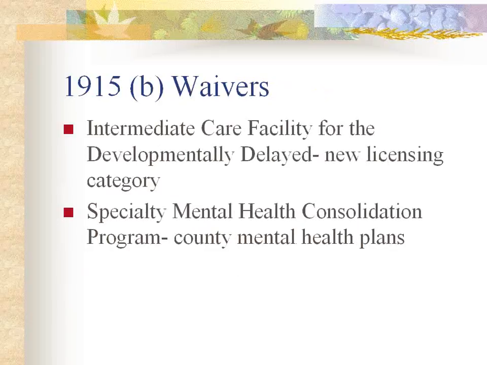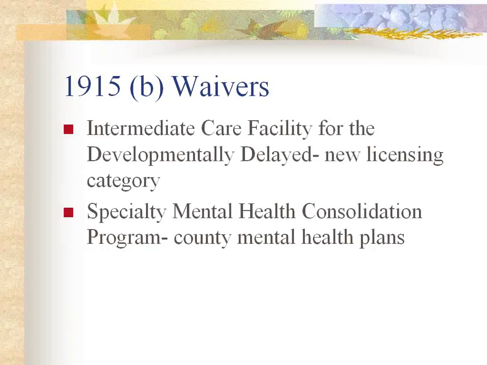Some examples of 1915B waivers. There's an intermediate care facility for the developmentally delayed. This is a pilot program to test a new licensing category that provides continuous nursing care to medically fragile, developmentally disabled beneficiaries in the least restrictive environment. And then there's the Specialty Mental Health Consolidation Program.